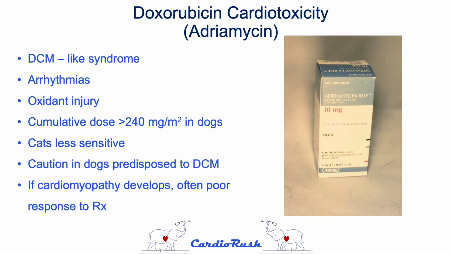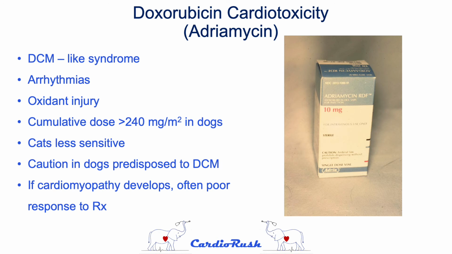One of the ones we see in a small animal hospital with some frequency is doxorubicin cardiotoxicity, which creates a dilated cardiomyopathy-like syndrome that can result in either arrhythmias or congestive heart failure. This seems to be at least in part due to oxidant injury in the myocardium, and the higher the dose, the more likely we are to see that. A cumulative dose of greater than 240 milligrams per meter squared is more likely to result in a cardiotoxicity in dogs. Cats seem to be less sensitive and may require closer to 400 milligrams per meter squared in order to get into trouble.